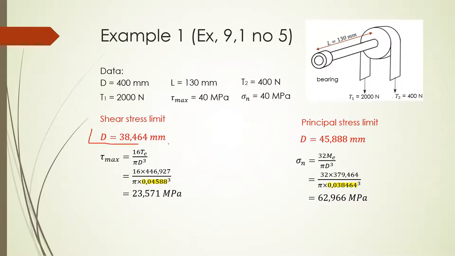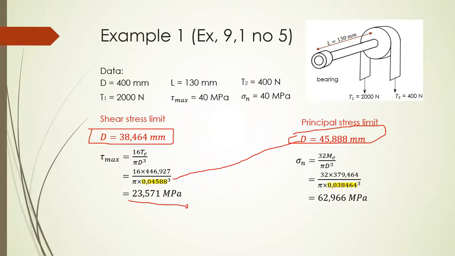Obviously, this diameter was found using shear stress. This diameter was found using principal stress. Now, let's take the diameter we found from principal stress and substitute it into the maximum torque and see how much stress we are going to have. So we know that when we substitute this 38 here, we are going to get 40, because that's how we got it anyway. But now let's substitute the other diameter, we get 23, right?